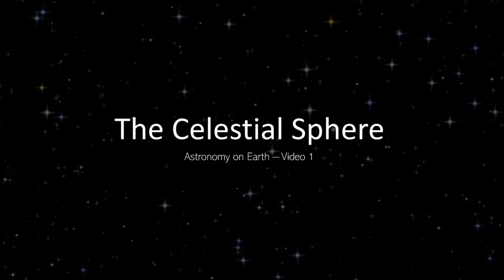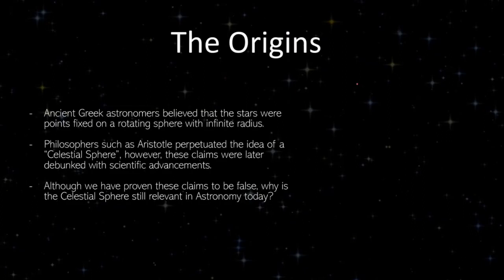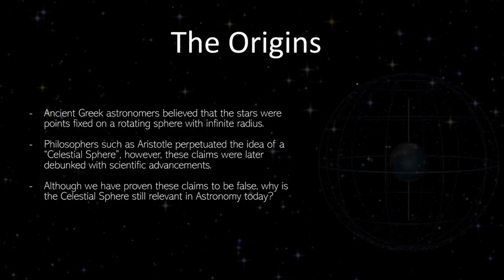Today, we're going to talk about the celestial sphere and its applications in astronomy today. The celestial sphere was something coined by ancient Greek astronomers, and this was because they were perplexed by the motion of stars in the nighttime. However, they came up with a method to define this.